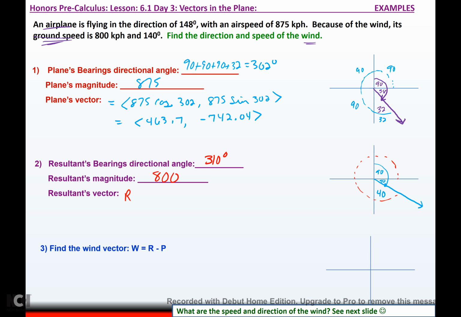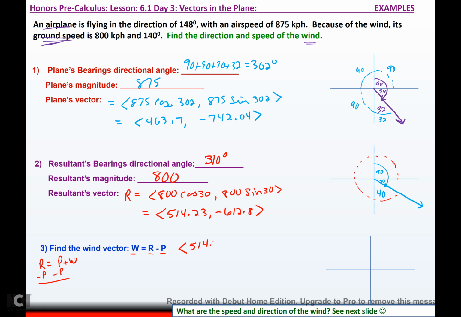So my resulting vector is going to be 800 cosine 310, comma 800 sine 310. That gives me 514.23 and negative 612.8. So now to find the wind's vector. Well, you find your resultant vector by taking the plane plus the wind, so the wind vector is going to be the resultant vector minus the plane vector. So I take the resultant's x coordinate and subtract the plane's x coordinate, and take the resultant's y coordinate minus the plane's y coordinate, which is a negative 742.04, which is going to make that positive.